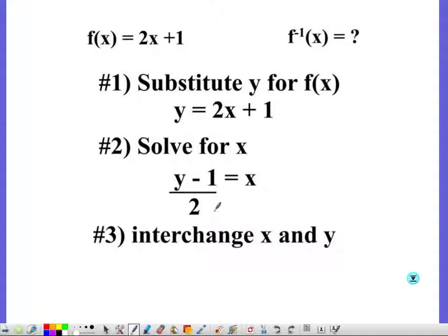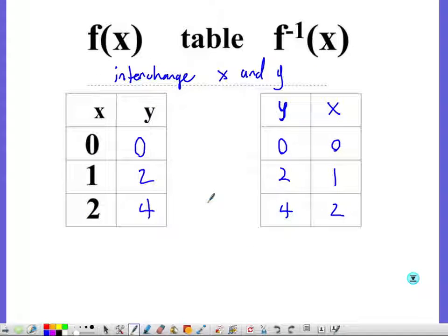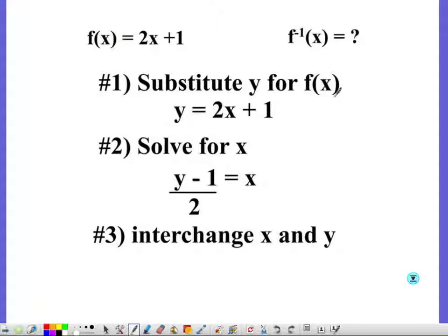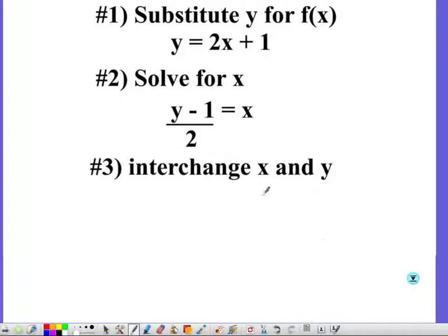Interchange x and y. Remember, what does interchange mean? Well, look at what we did here. To get the inverse table, we basically just switched x and y. So that's what we're going to be doing for step 3. We're going to take y and replace it with x. We're going to interchange it with x. So x minus 1 over 2 is equal to, instead of writing x, we're going to interchange it with y. And so here it is. Step 3 is done. Basically switch x and y.